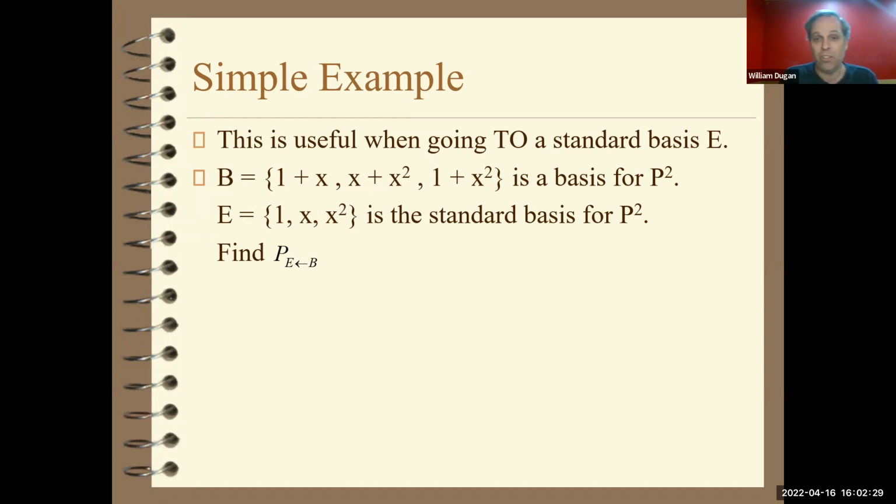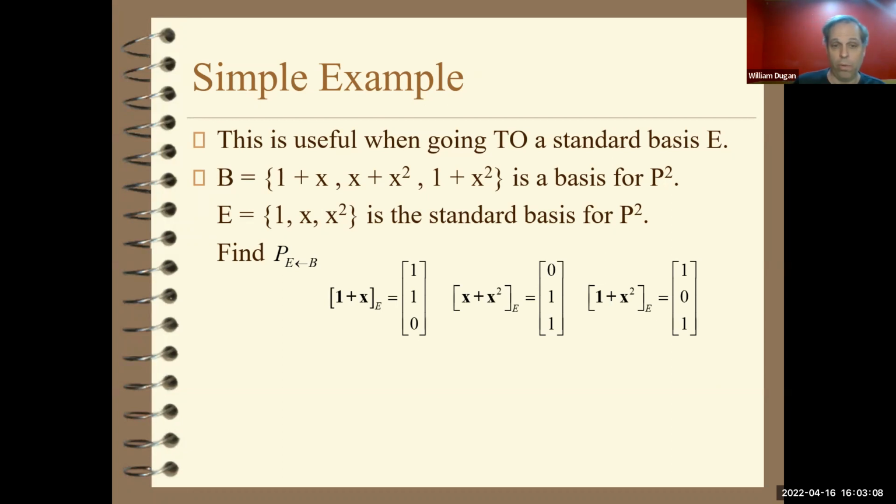So this particular example, this method I've given you, is really easy to use if you're going to a standard basis. I'll show you why. So let's say you have a basis B for P2, which would be 1 plus x, x plus x squared, 1 plus x squared. It's going to be a basis. It's easy to show. Then we'll say E is the standard basis for the same space. I want to find the change of basis matrix that goes from B coordinates to the standard basis coordinates. Well, to do so, take all the vectors in B, find their coordinates relative to E. Those are the columns in the same order.